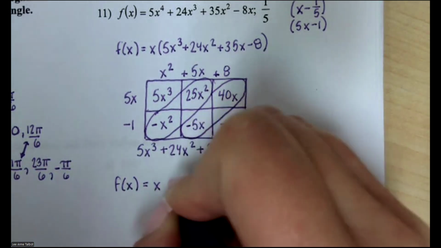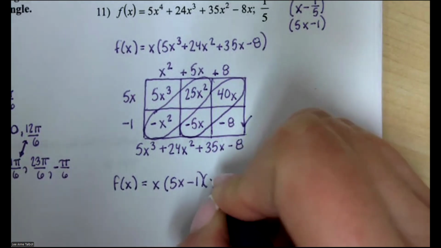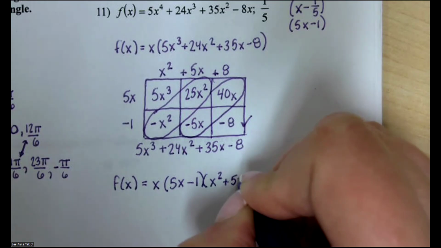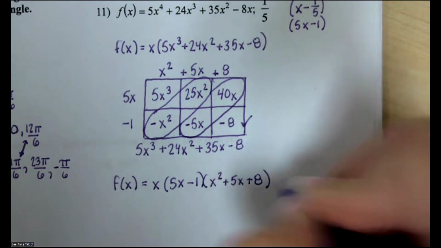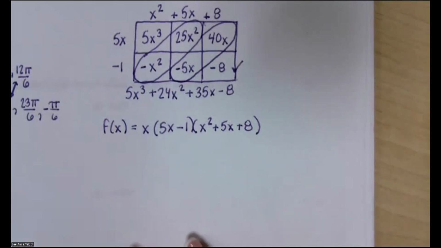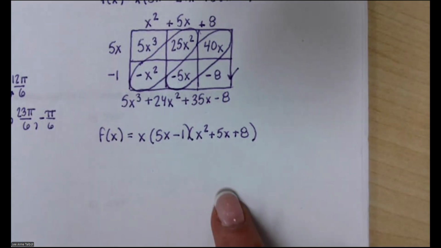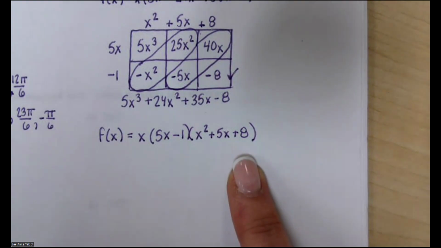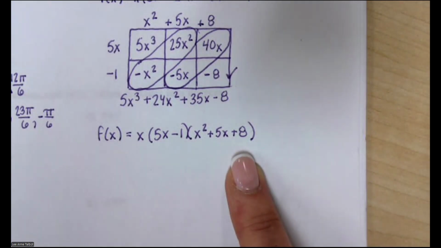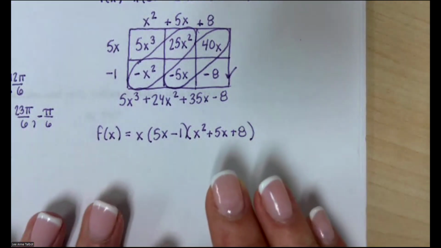Okay, so I have my x. I have my 5x minus 1 from the side, and x squared plus 5x plus 8, unfortunately, from the top. So that's factored. That's as factored as that can get. Do you guys all know that box and diamond will not work for 8 and 5? You could give it a go off to the side, but it's not going to work.